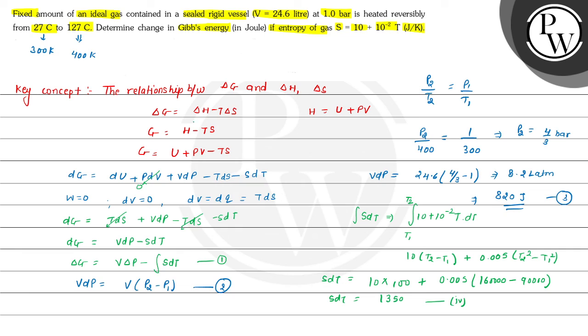Now we have to calculate the change in Gibbs free energy, del G. So del G is equal to V dP minus the integral of S dT. The value of V dP comes out to be 820 joules. So 820 joules minus 1350 joules comes out to be minus 530 joules. So this will be the correct answer for the change in Gibbs free energy.